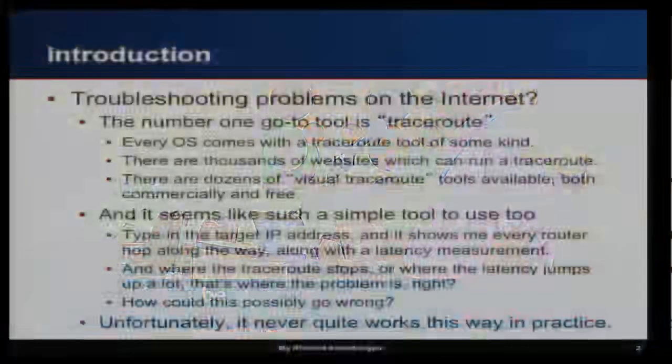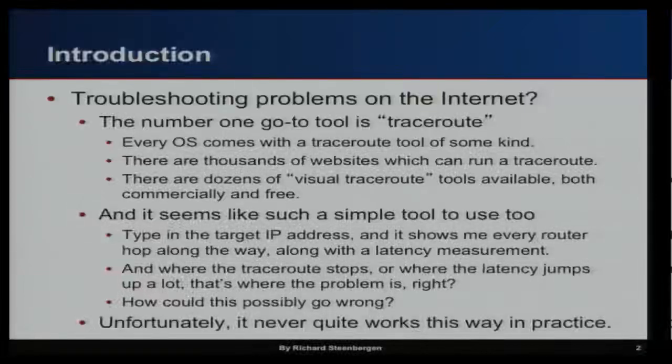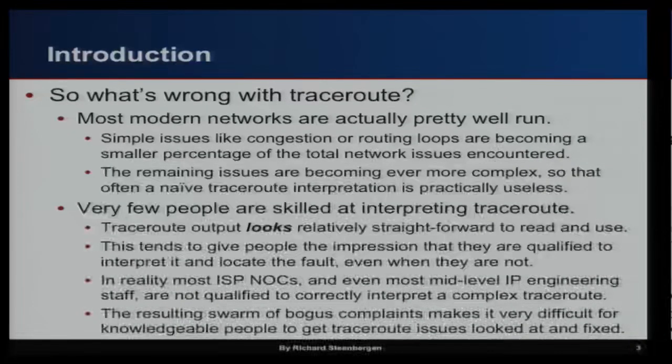You look at the path and you see where does the traceroute stop or where's the latency jump, and that must be the problem, right? Most people think that's how this works and that this will immediately help them figure things out. And the reality is it almost never works that way in practice. So the question is, what's wrong with Traceroute?